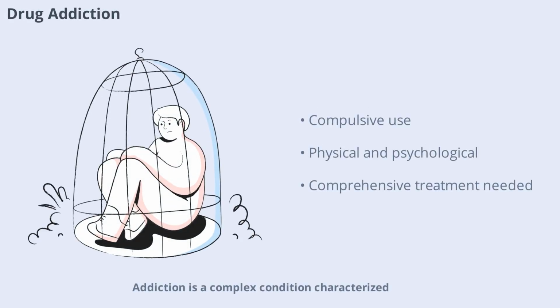Addiction is a complex condition characterized by compulsive drug use despite harmful consequences. It often involves both physical dependence and psychological cravings. Addiction can disrupt lives and requires comprehensive treatment, including medical, psychological, and social support. Early intervention improves outcomes and helps individuals regain control.